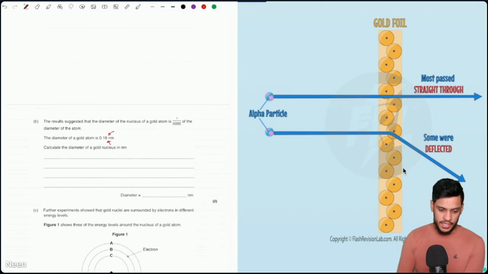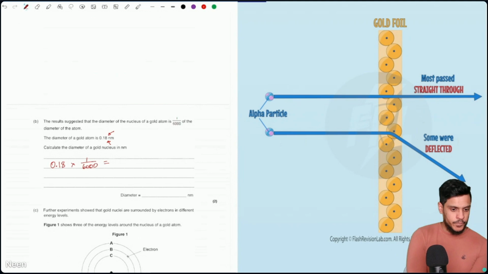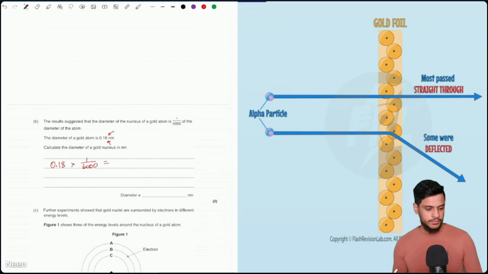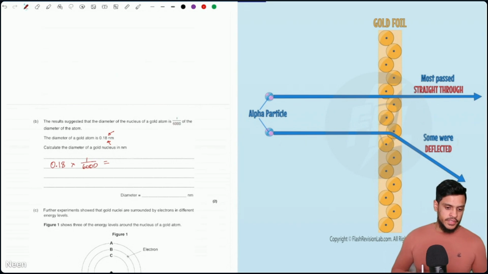Let me know if you do get an answer, guys. You can work it out now. So all you need to do is 0.18 times by 1/6,000, or you can just do divided by 6,000. Both of them will give you the correct answer. And you should get a really small number. So you've got to be careful with your zeros here. Let me try it on my calculator here.